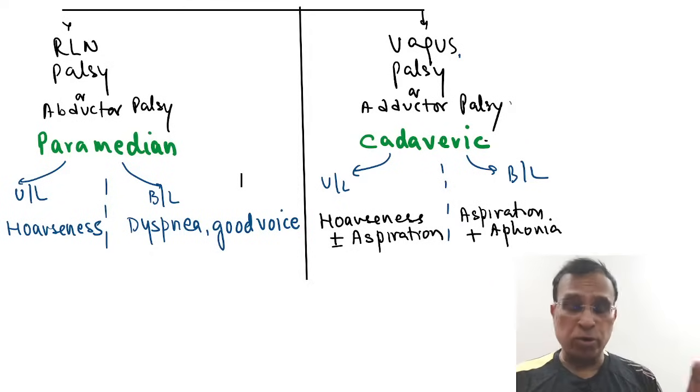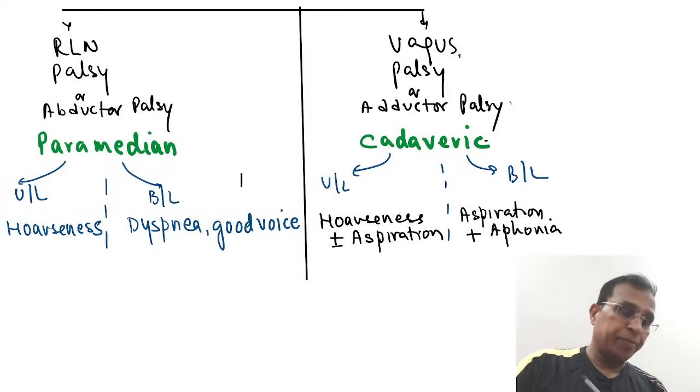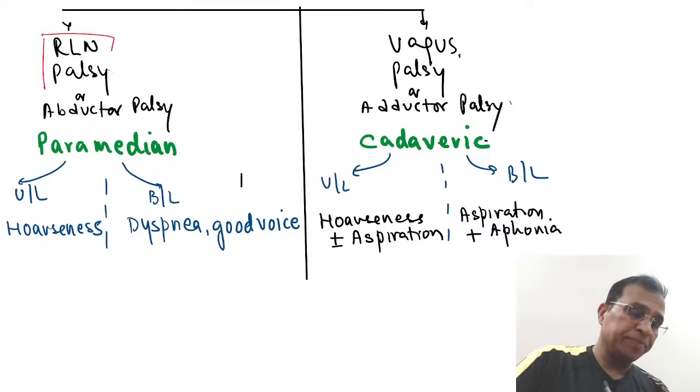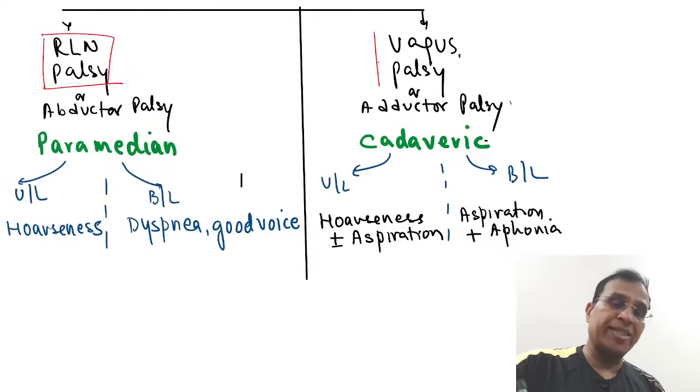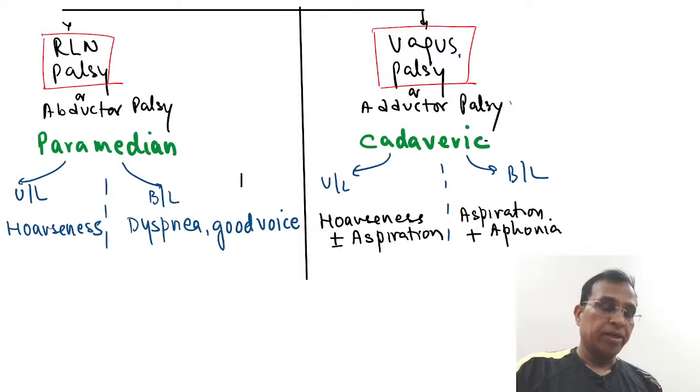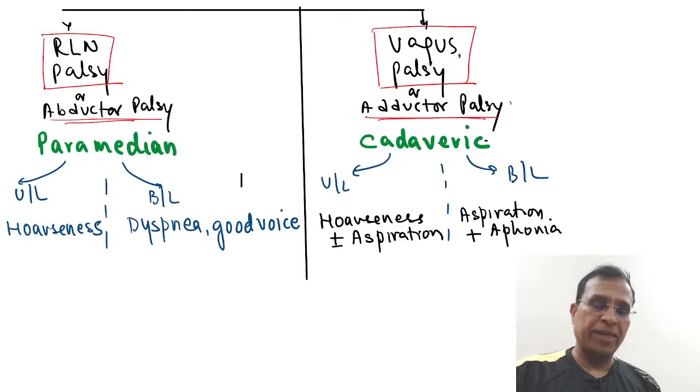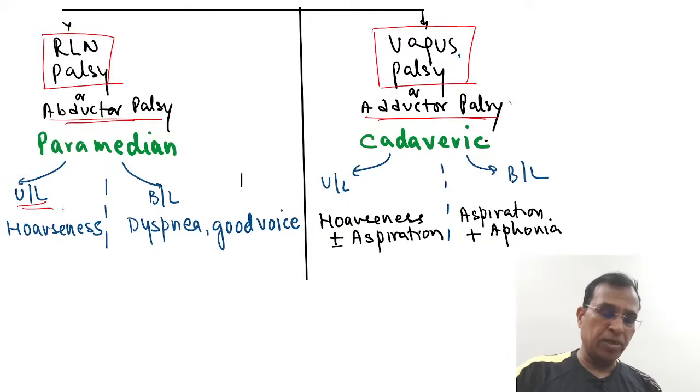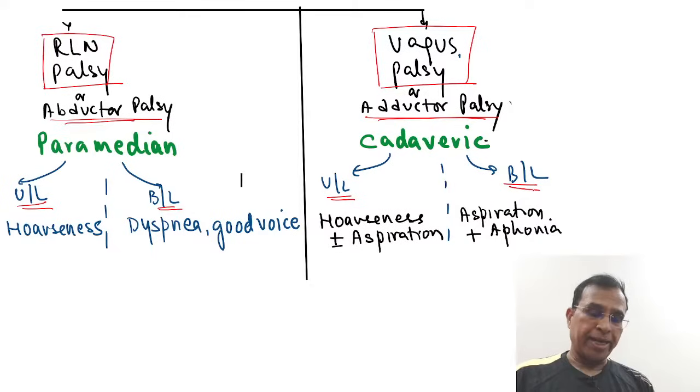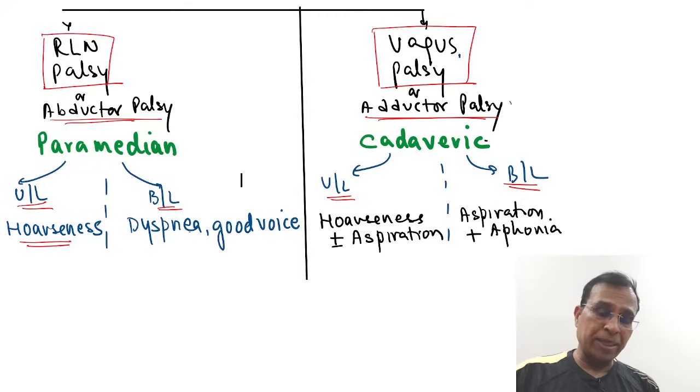I'm repeating what I told you in one of the questions previously, that recurrent nerve palsy and vagus palsy are the two most common kinds of palsy. Recurrent nerve palsy leads to abductor palsy. Vagus palsy causes adductor palsy. Both can be unilateral or bilateral. In unilateral abductor palsy there is hoarseness, no dyspnea. In bilateral abductor palsy there is dyspnea.